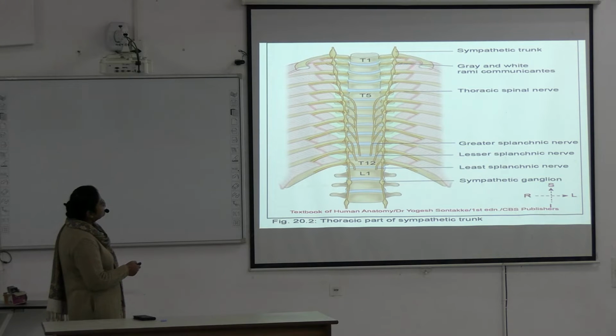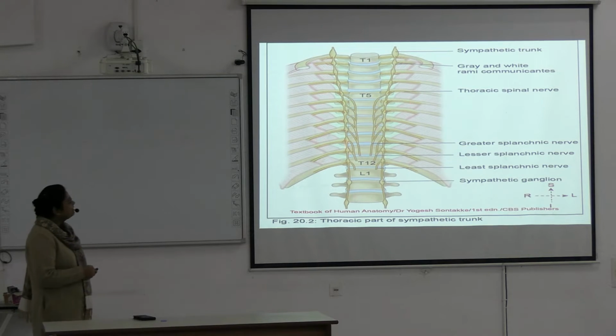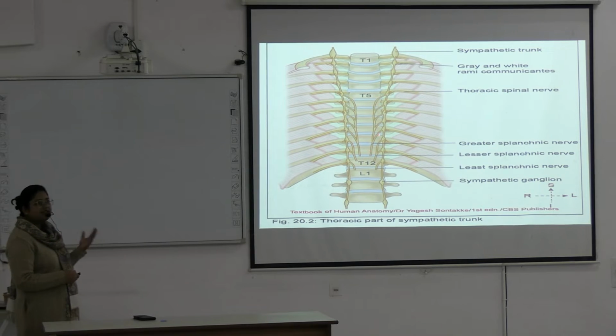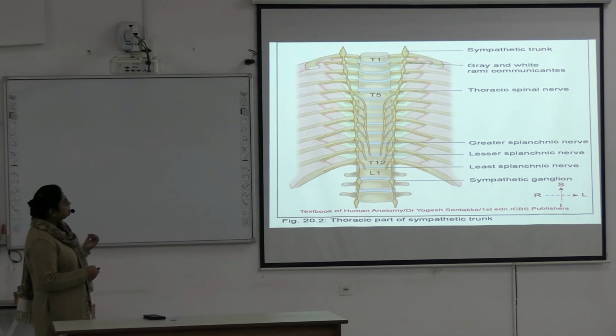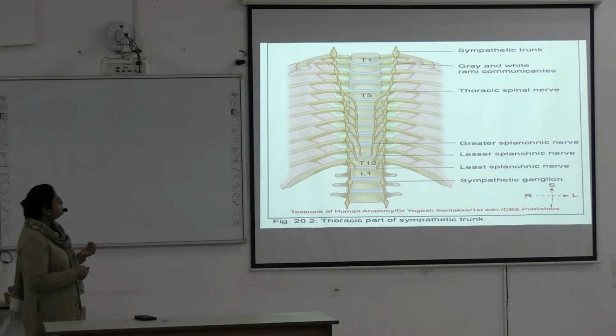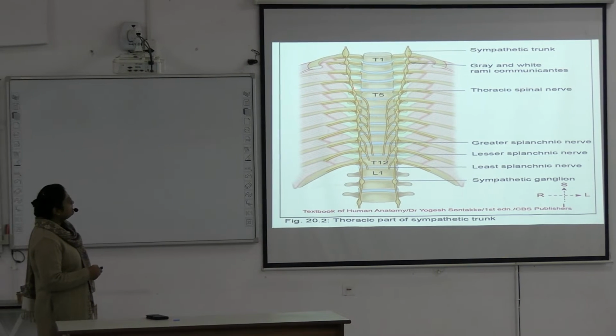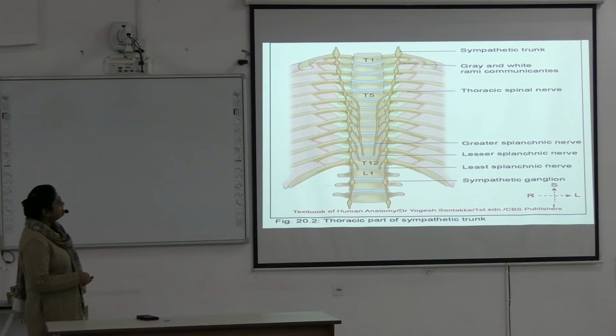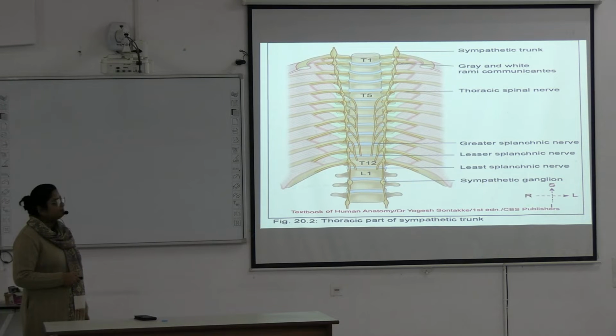Here it has been shown, gray and white rami communicantes, and after this relay it is going through the spinal nerves. The nerves are passing through these spinal nerves to supply different organs. The autonomic supply is from this sympathetic and parasympathetic. And from the medial side, these branches you can see are the splanchnic nerves.